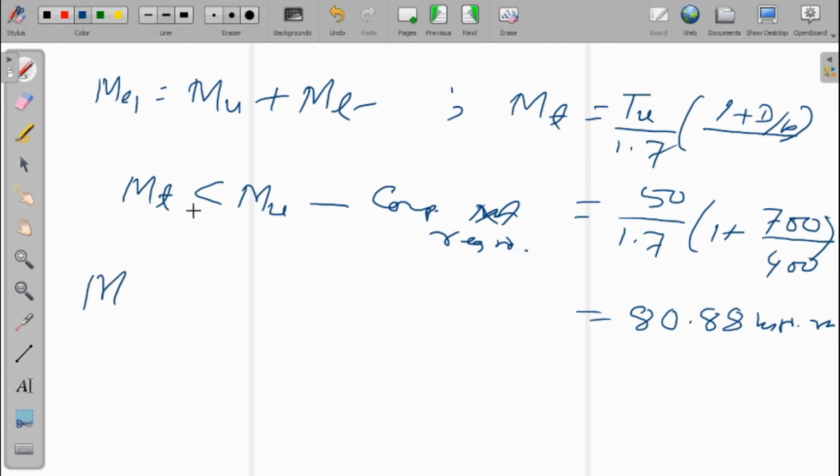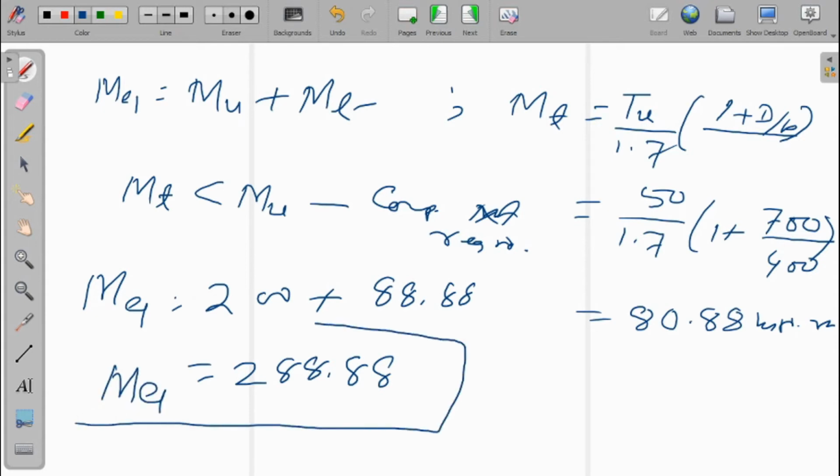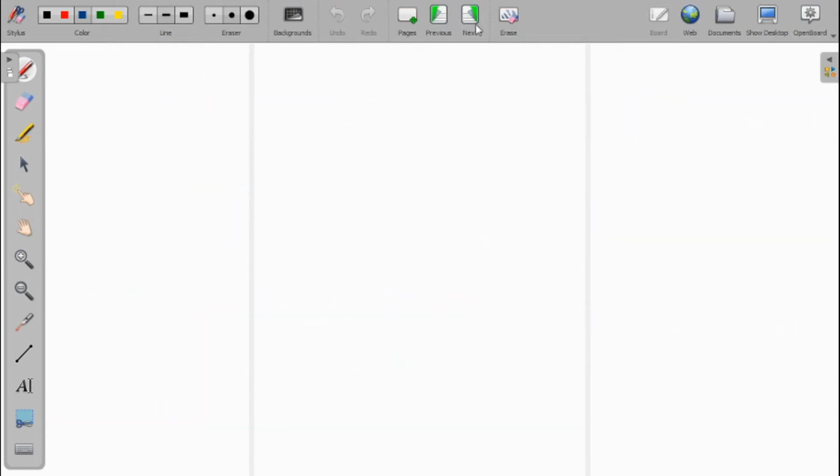So that means ME2 calculation is not required. So ME1 is equal to 200 plus 88.88. That gives us 288.88. So now ME1 is known to us. Now what we have to do is calculate the longitudinal reinforcement for this ME1. Okay, we know how to calculate that. We will go to the next page and calculate that part.